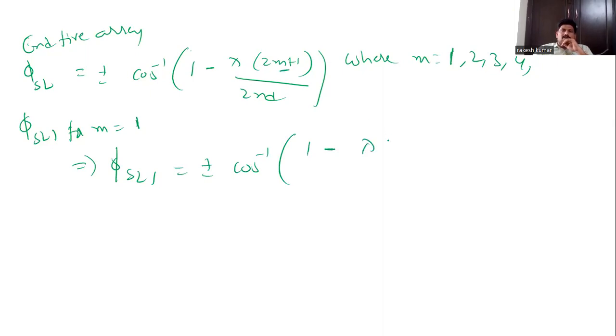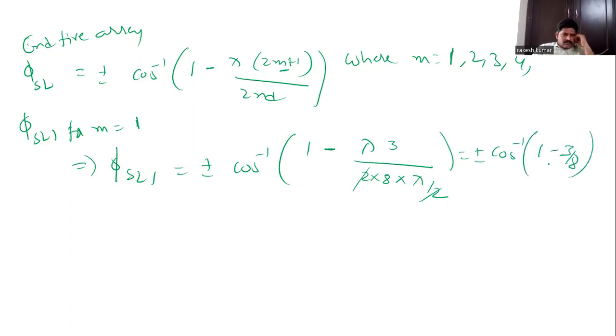So 2 plus 1, 3 by 2 into 8 into lambda by 2. Lambda will get cancelled. So it is plus or minus cos inverse of 1 minus 3 by 8. If you substitute here, phi SL1 is equal to plus or minus 51.31 degrees.